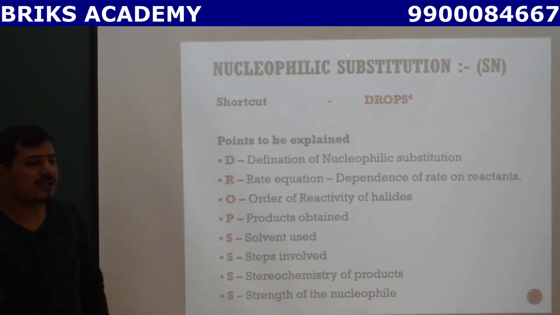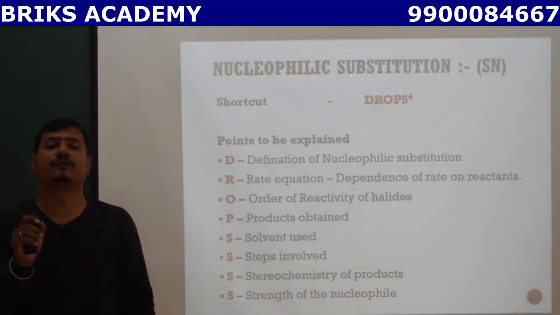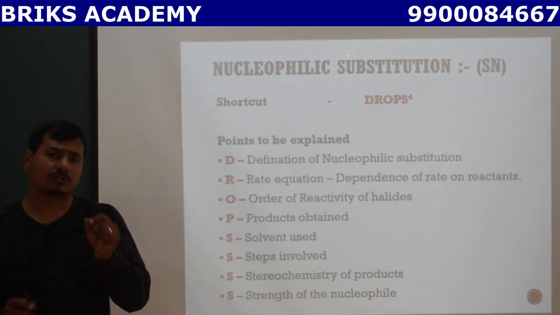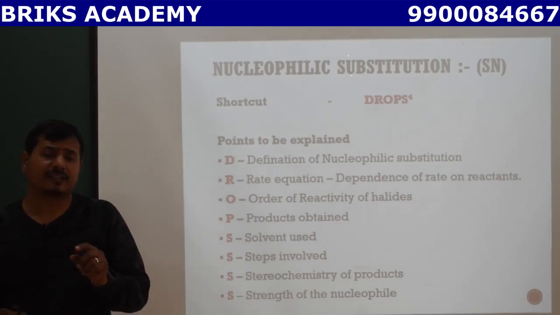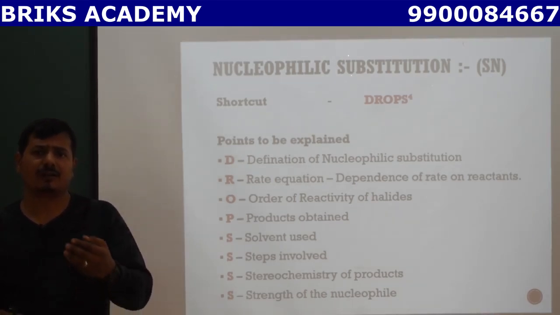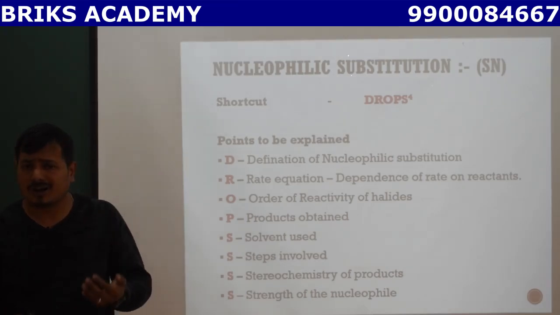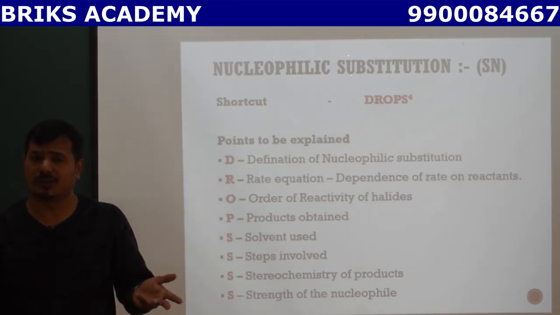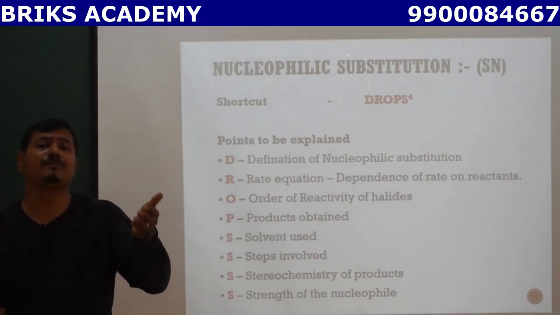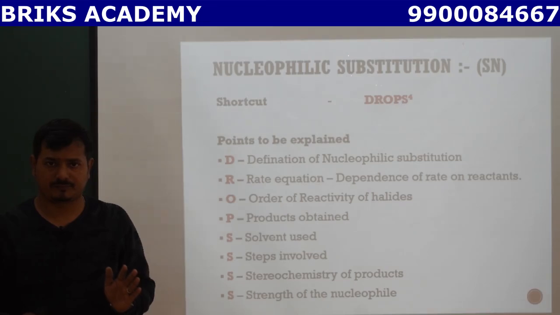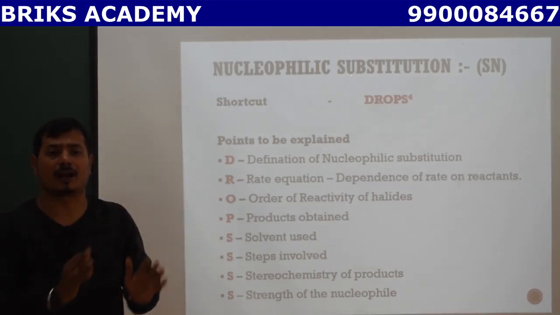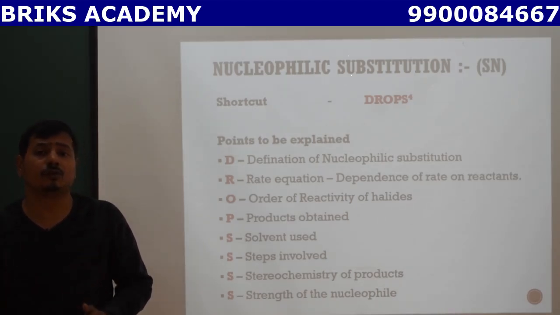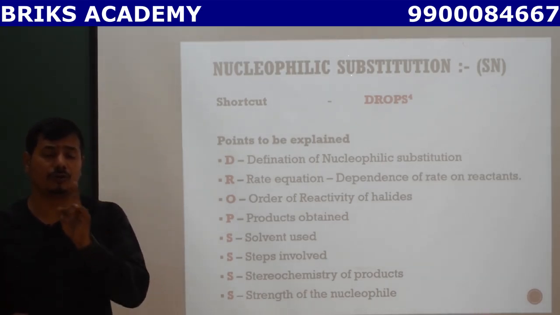And finally, the last S is the strength of the nucleophile. Now, what should be the strength of the nucleophile in the various mechanisms that we have seen? In the case of SN1, either a weak nucleophile or a strong nucleophile can be used. In other words, any nucleophile can be used, because the halogen is removed already in the first step. In the second step, all that the nucleophile has to do is to go and attack my carbon. Whereas in the case of SN2, I need a strong nucleophile.